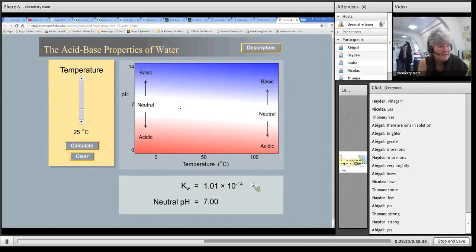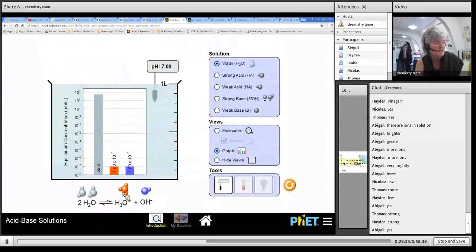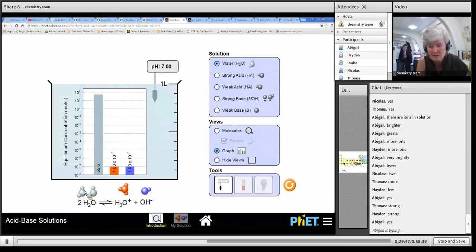Okay, this value is very small. So what does it tell you about the number of hydronium ions compared to the number of water molecules? Because remember, my equilibrium constant is products over reactants: the concentration of products multiplied together divided by the concentration of the reactants multiplied together. So what does that tell you, if Kw is so small, about the concentration of these ions? They're very small, very few, so it's a much smaller proportion of the products. Well done, Abigail. Okay, so you've got that idea.